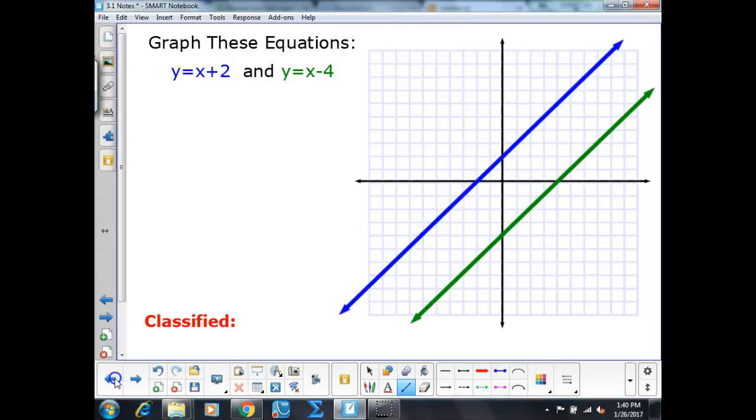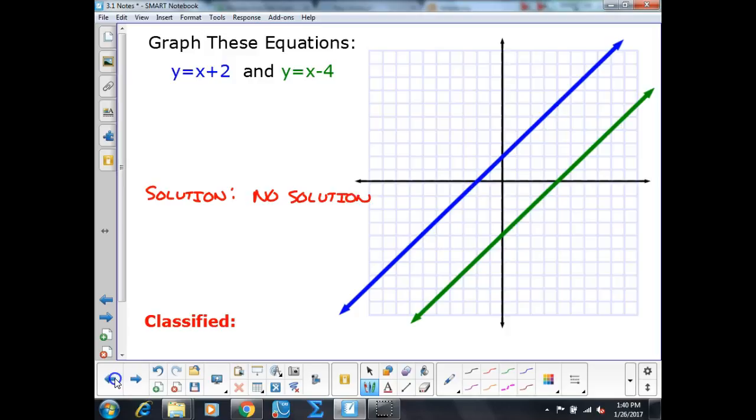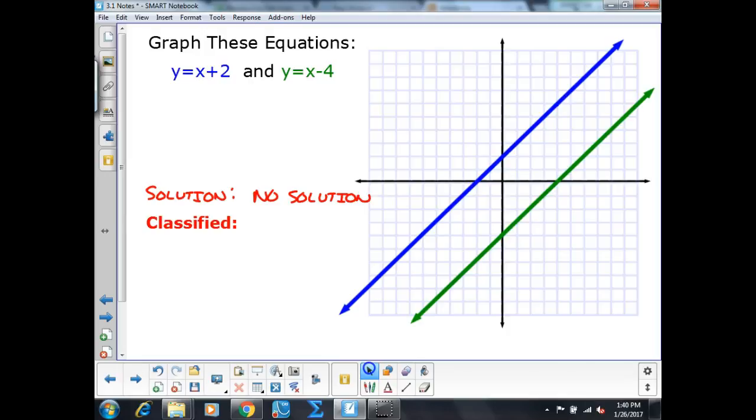Try those two. Okay, so there's the answer for that one. And then my solution here would be no solution, because they don't intersect. And then we would classify that as inconsistent.